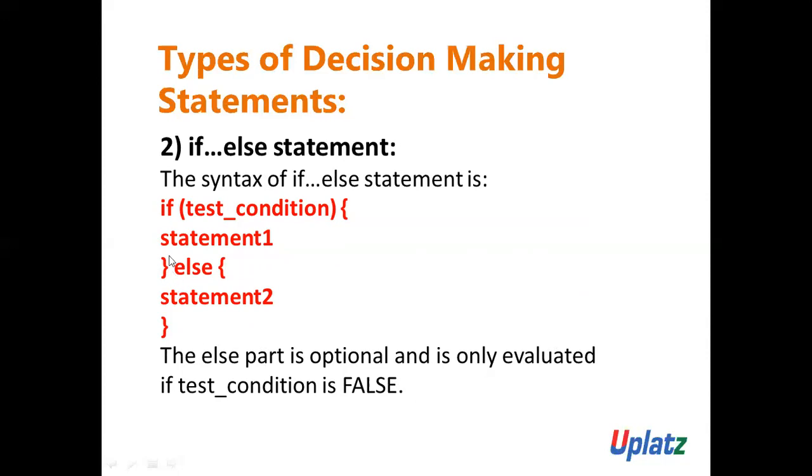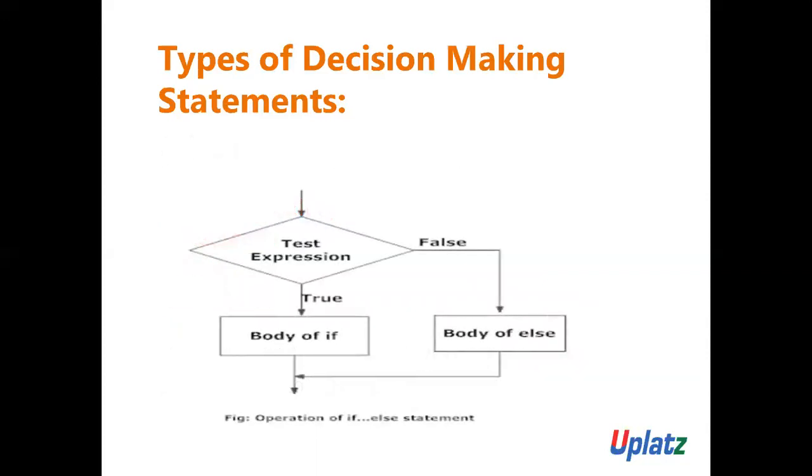In simple terms, if test_condition is evaluated to be true, statement 1 is going to be executed. But if the test condition is evaluated to be false, then statement 2 is going to be executed. Got it? This means only one statement is going to be executed, either the statement present inside the if block, or the statement present inside the else block. Got it? Now let me show you the flow chart of the if else statement.